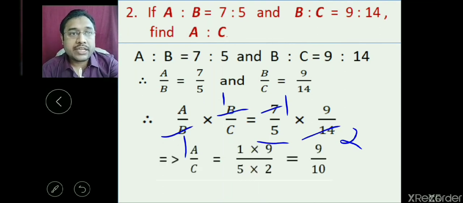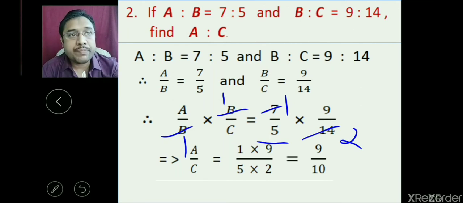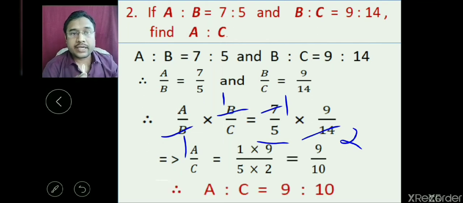Now remaining only A and C, numerator A and denominator C. So you can write on the left side of the equation A by C, and on the right side of the equation you will get 1 into 9 by 5 into 2, that means 9 by 10. So the ratio of A is to C, you will write 9:10. So this way you can solve the questions.